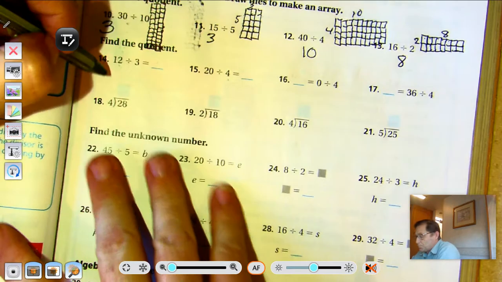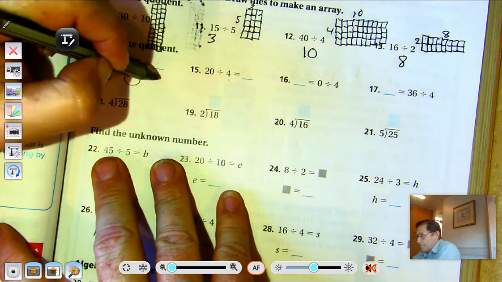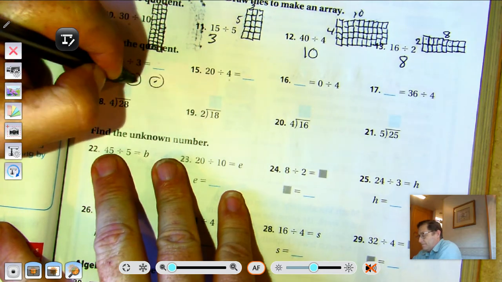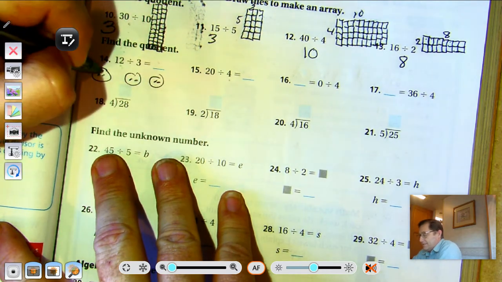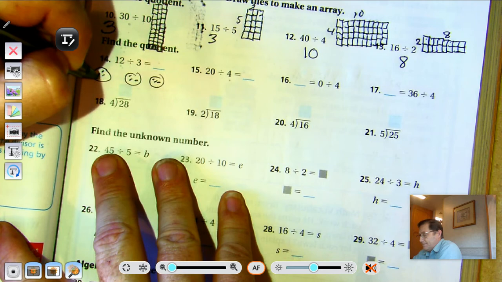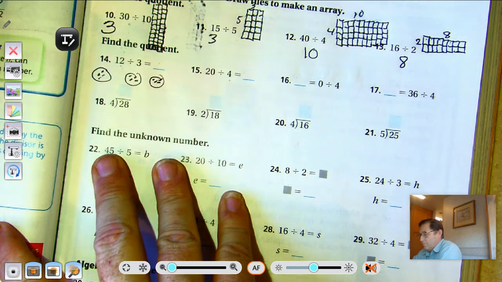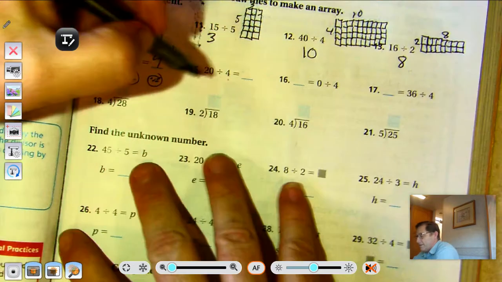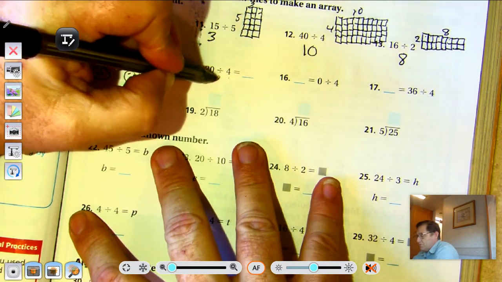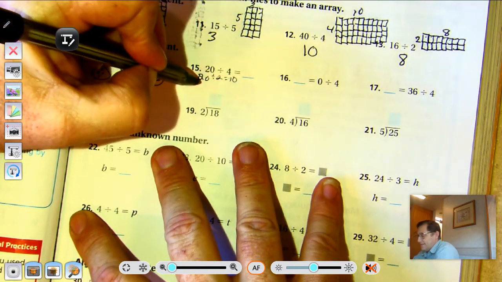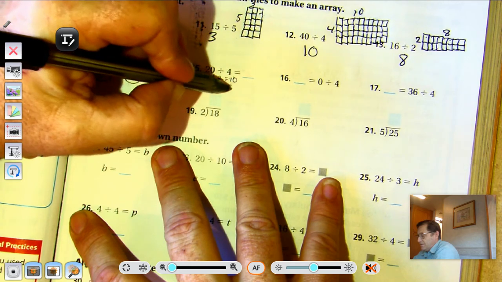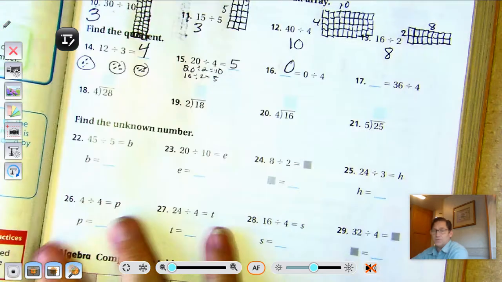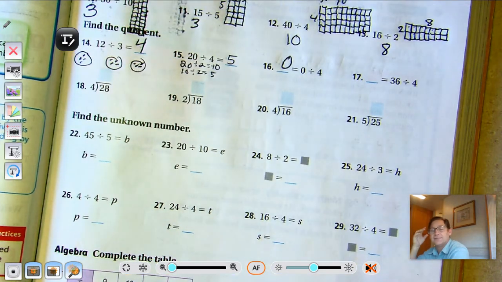If I have 3 groups, that's 6, 9, 12. Okay, so 12 divided by 3 is 4. 20 divided by 4. 20 divided by 2 is 10. And 10 divided by 2 is 5. 0 divided by 4, 0. 36 divided by 4.